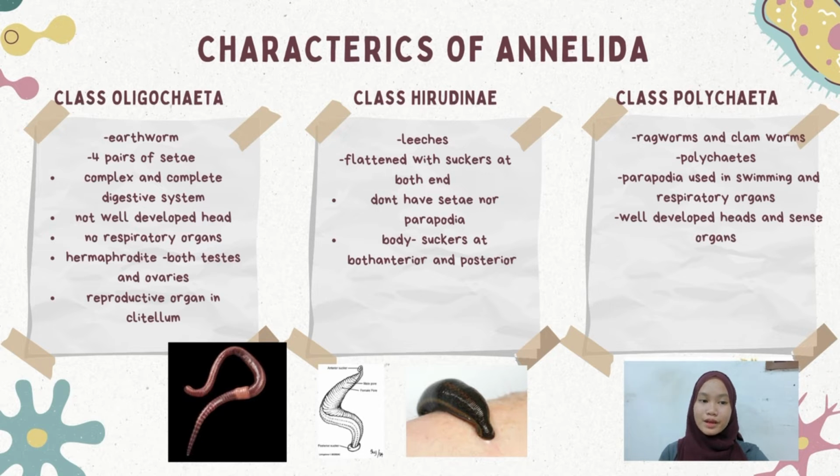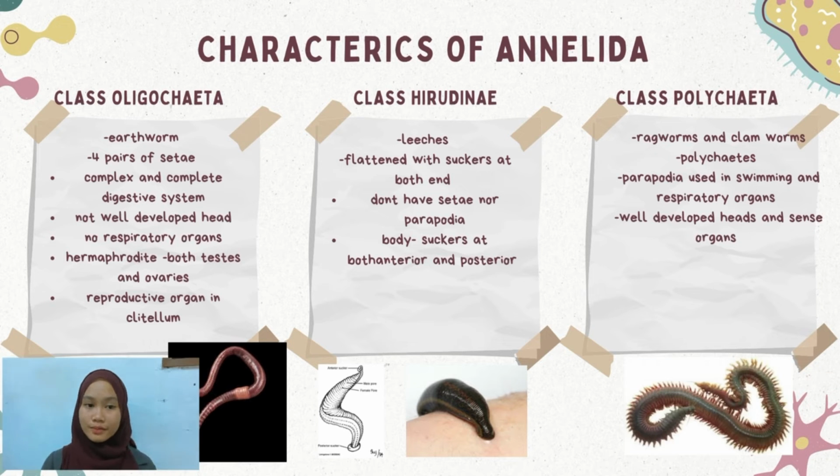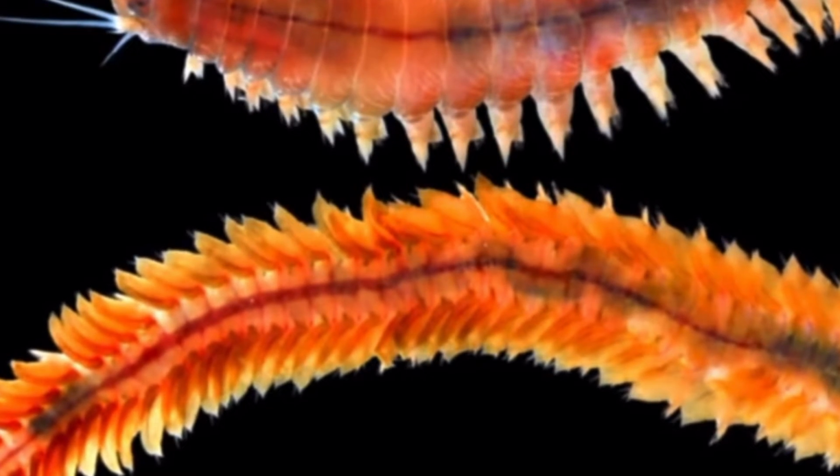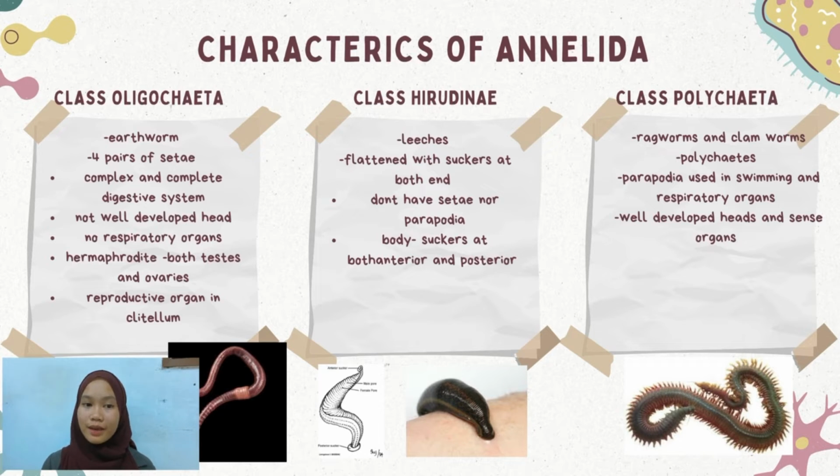For the class Hirudinea, we have leeches, which are flattened with suckers at both ends. Leeches also don't have setae or parapodia, and the body has a sucker at the anterior and posterior. Ragworms and clamworms are under class Polychaeta, which have parapodia they use in swimming and as respiratory organs. Polychaeta has a well-developed head and sense organs. This means they have well-developed eyes, antennae, and also sensory bulbs.